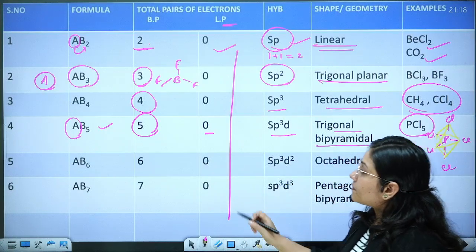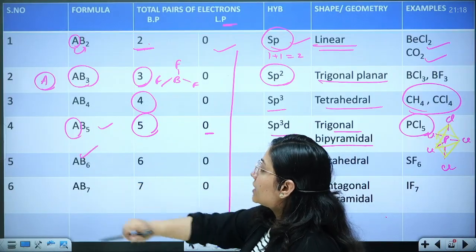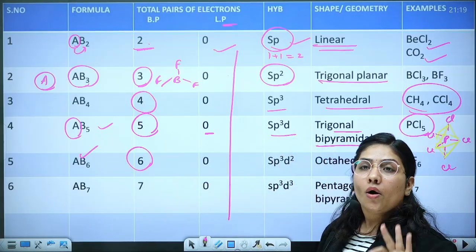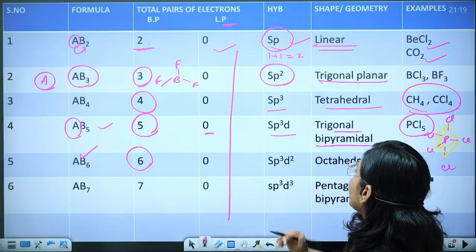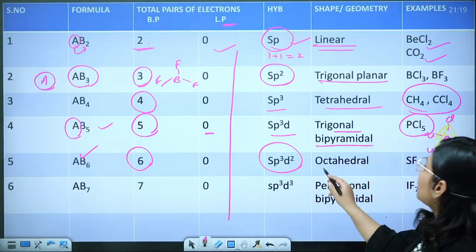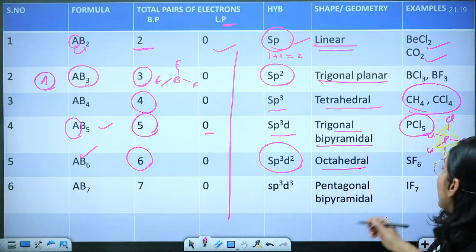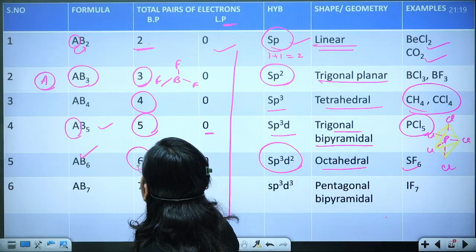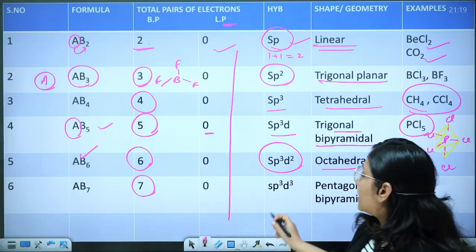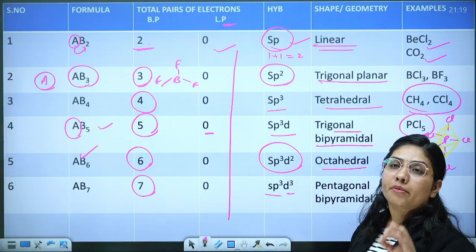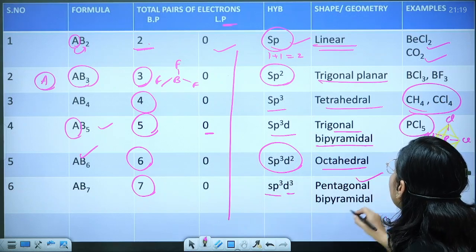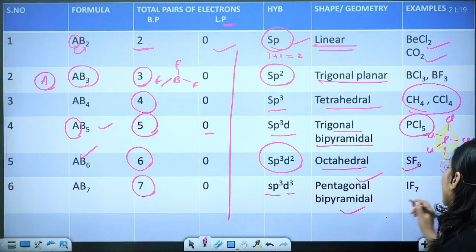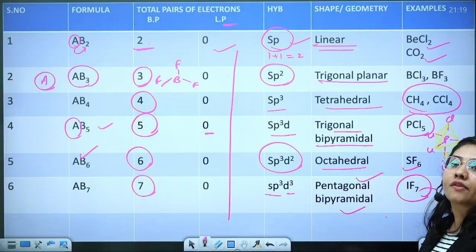After that, we were dealing with SF6. SF6 had 6 orbitals participating. Hybridization sp3d2. It is octahedral in shape, and the example is SF6. If there are 7 orbitals participating, sp3d3 will be the hybridization. Pentagonal bipyramidal will be the name of the shape they will have, and the example is IF7.